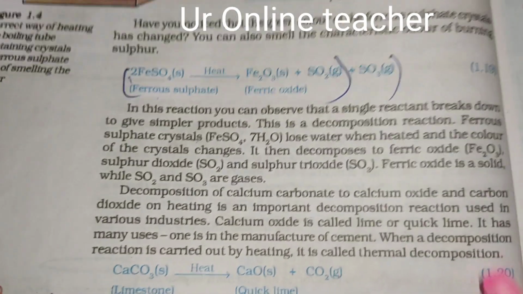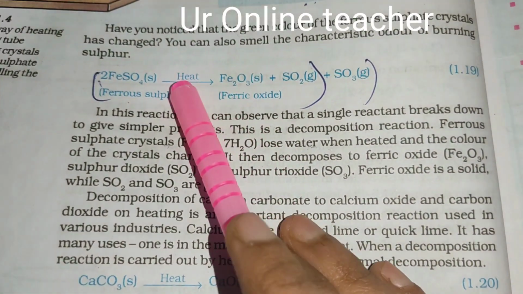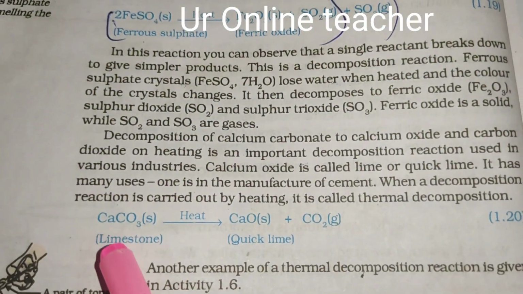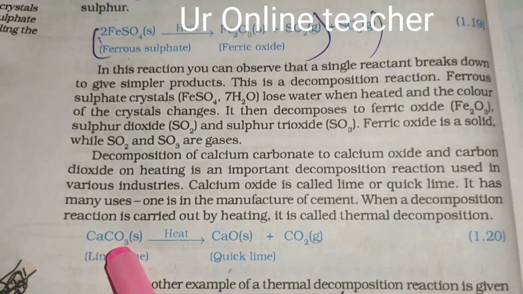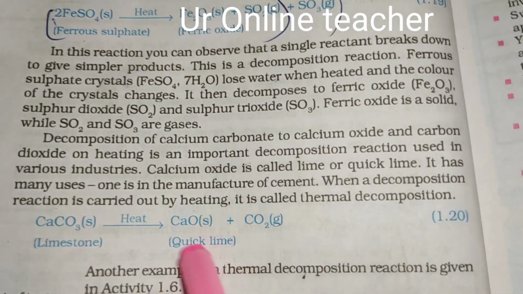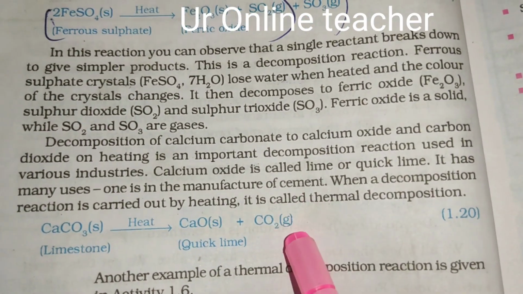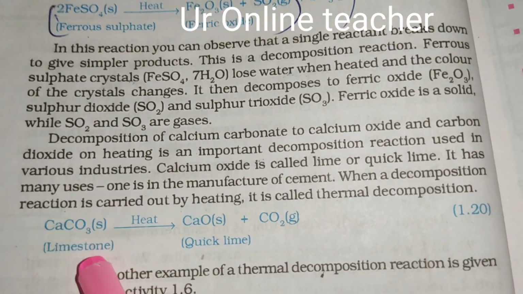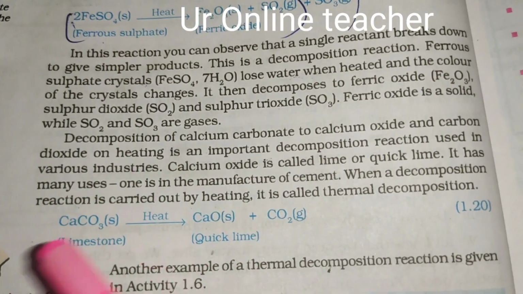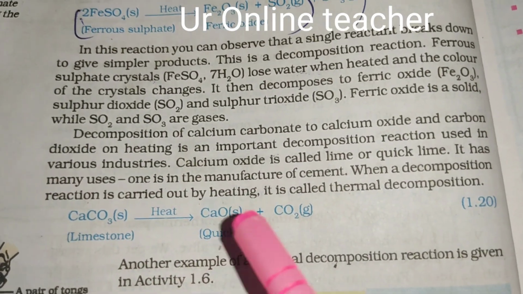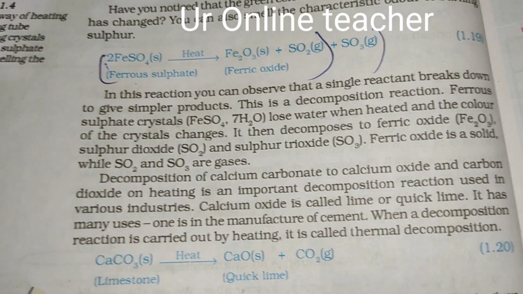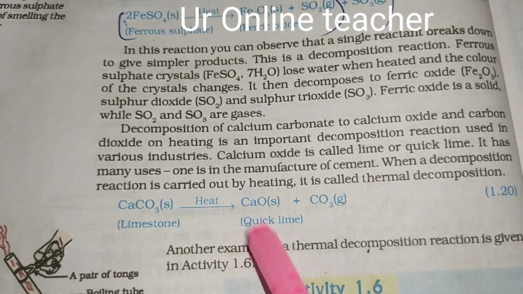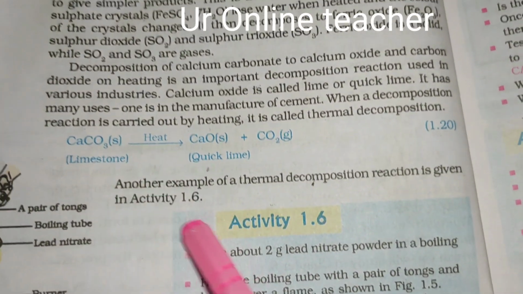Next, so in this process what happened? Heat is taken, so it is an endothermic reaction. Again here, calcium carbonate decomposes to quicklime, calcium oxide, and carbon dioxide gas is released. It has many uses in the manufacture of cement. Decomposition takes place by heating. When we heat it, decomposition takes place. That's why it is called thermal decomposition. Thermal means heat. By taking heat, the decomposition is taking place.